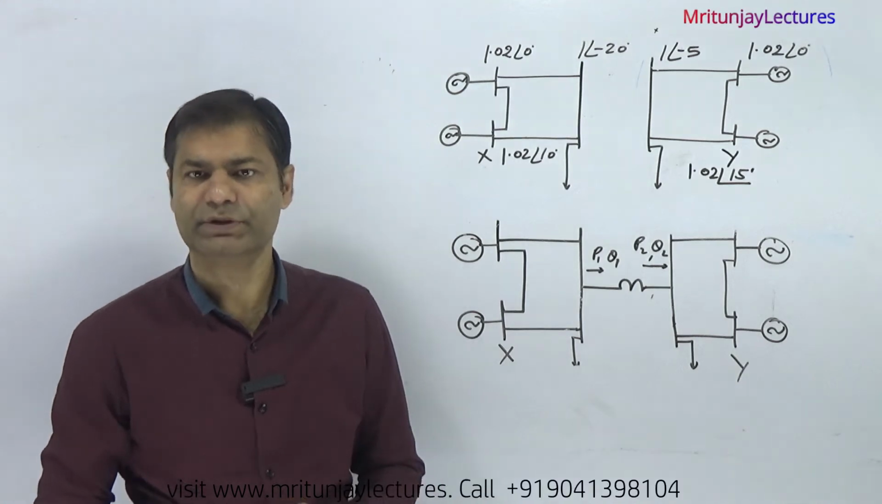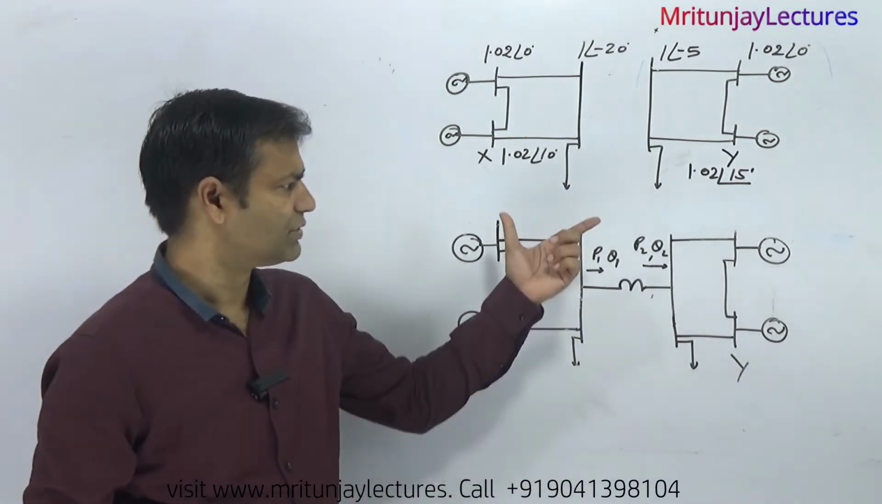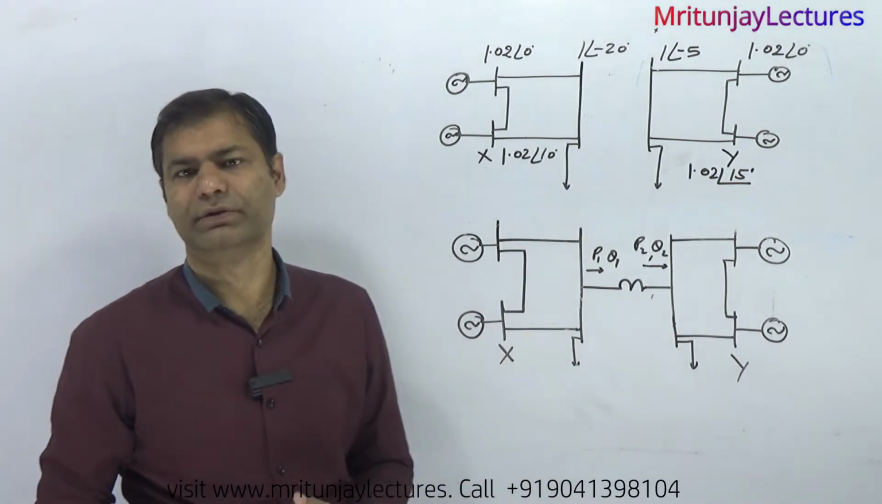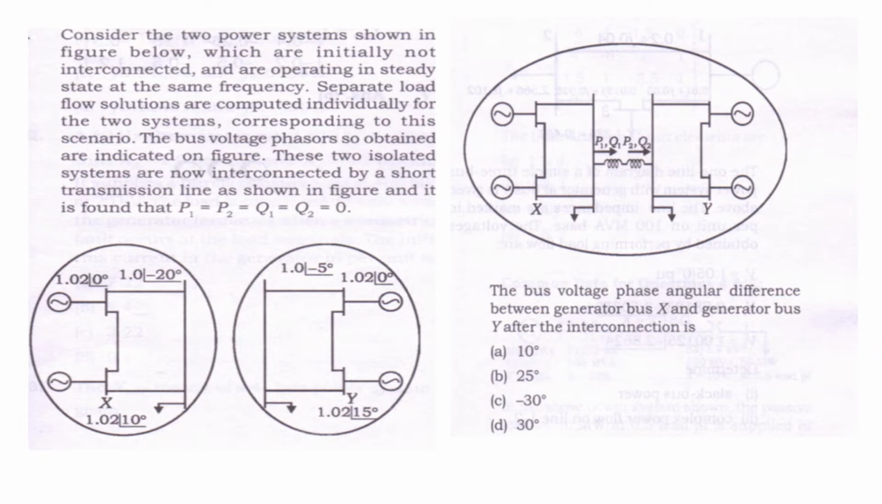First of all, read the question. Consider two power systems shown in the figure below, which are initially not interconnected and are operating in a steady state at the same frequency. Separate load flow solutions are computed individually for the two systems. The bus voltage phasors so obtained are indicated on the figure.